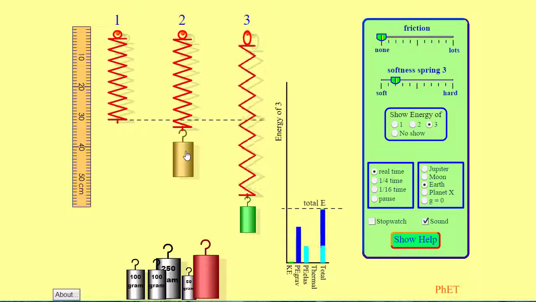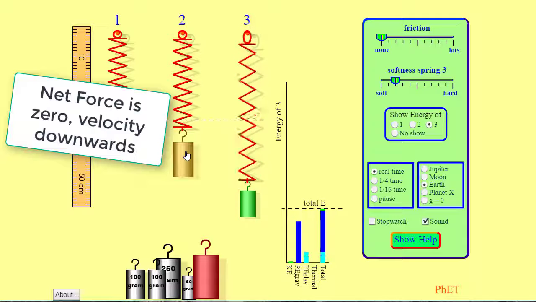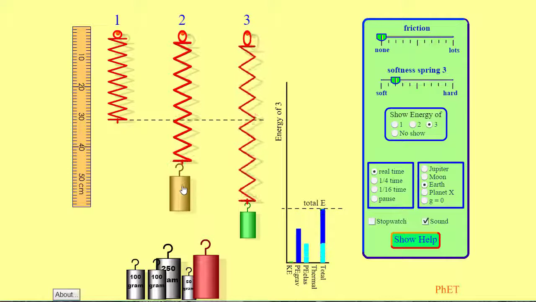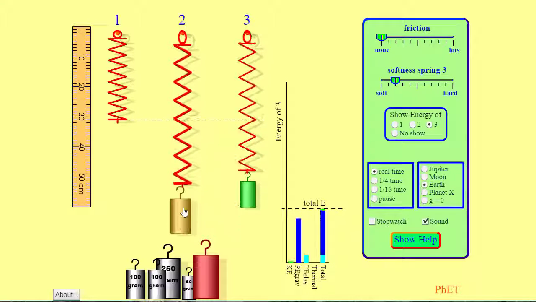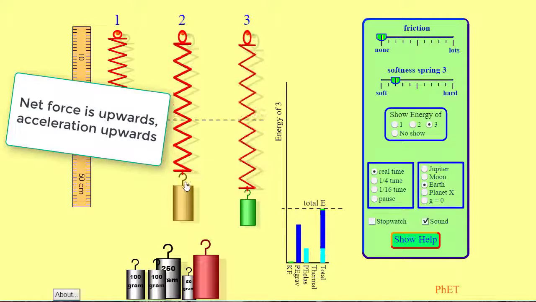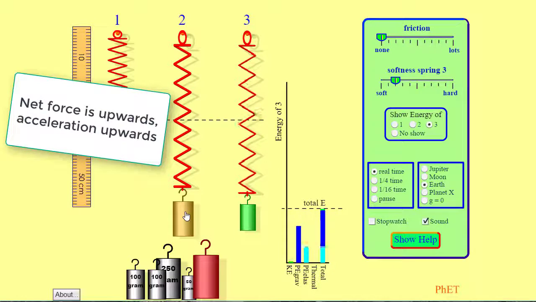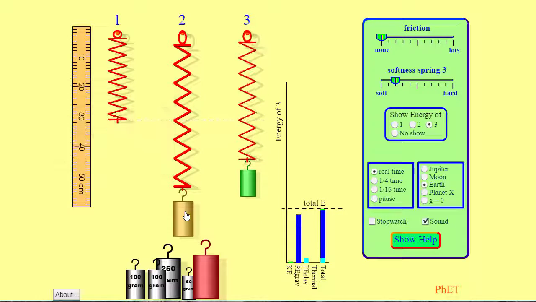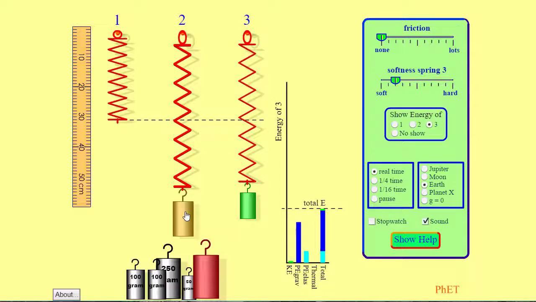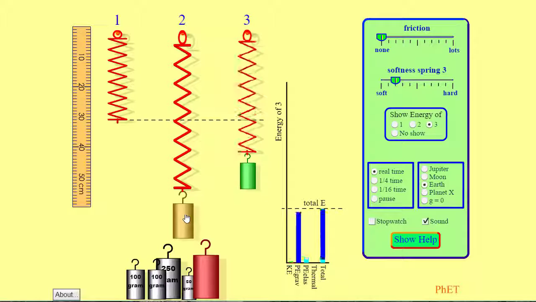In a position like this, the mass is traveling downward. Gravity is greater than the spring force, and so this will be accelerating downwards. Down here, on the other hand, the extension of the spring has exceeded the normal equilibrium position, so if the mass is traveling downwards at this point, it's going to be slowing down in the downwards direction, or in other words, it's going to be accelerating upwards until it stops.